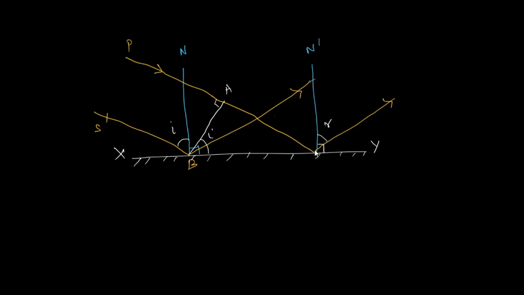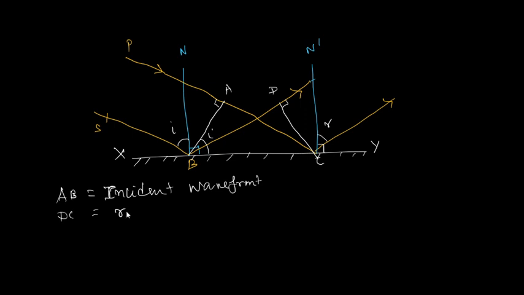Now we need to draw the wavefront, that is the reflected wavefront, which is perpendicular. Let me call it D, and this is C. So AB is the incident wavefront. DC is the reflected wavefront.